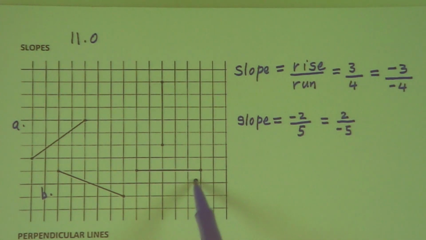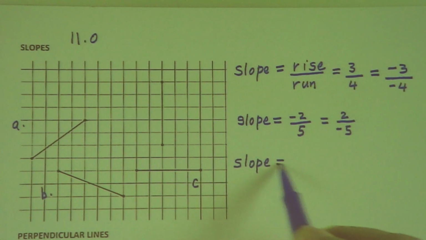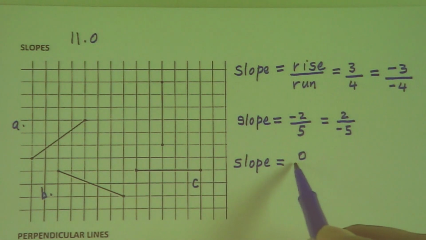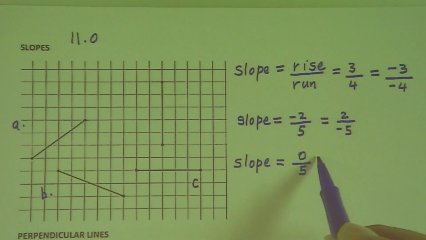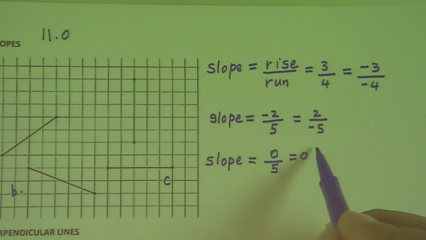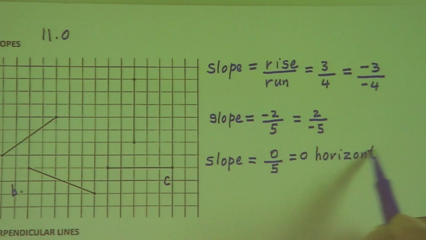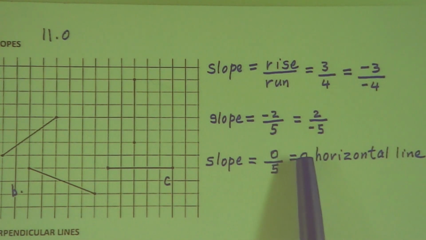Let us take C, the horizontal line. To get from here to there, you're not going to rise. So the rise is 0. And the run is 1, 2, 3, 4, 5. 0 divided by 5 is 0. So a horizontal line has a slope of 0.